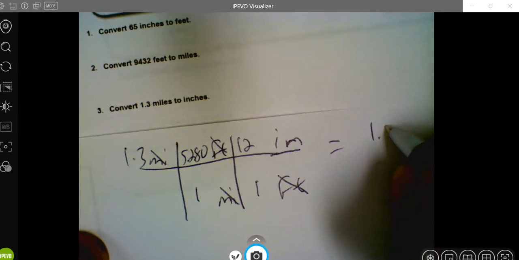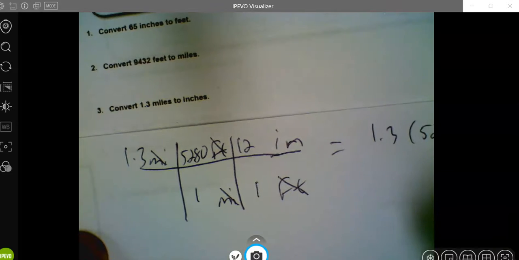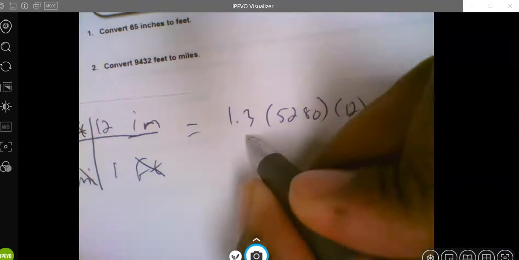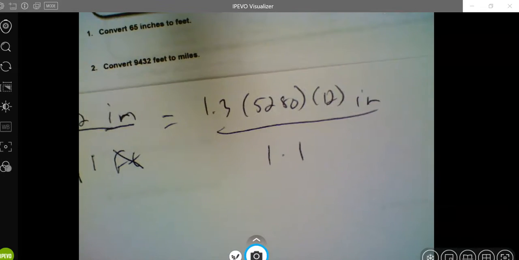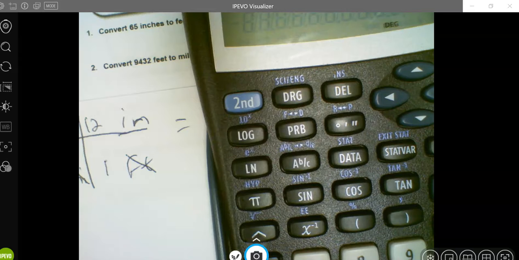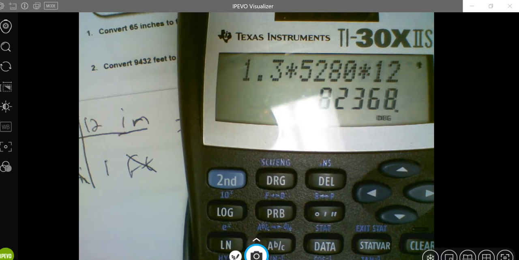So it's going to be 1.3 times 5280 times 12 inches. That's going to be over 1 times 1. Well, you don't really have to divide by 1 times 1 because it's not going to change it. But the answer should be 1.3 times 5280 times 12. Sure, yeah, that's good.